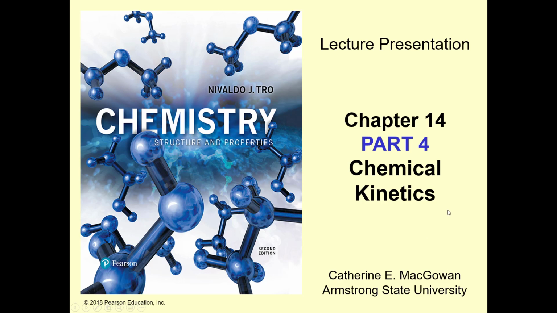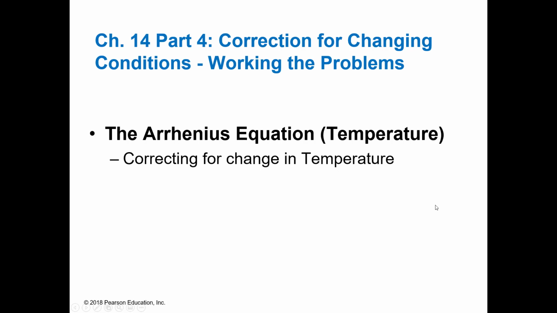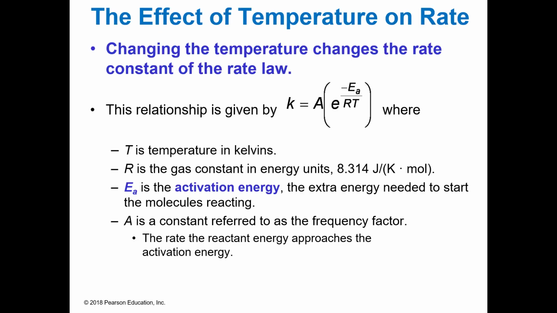Hello and welcome back to part 4 of chapter 14, Chemical Kinetics. In this part we're going to look at some of the changing conditions and what their effect can be on the rate of a reaction. And specifically for temperature, we're going to look at the Arrhenius equation, which is a way for us to correct for those changes when we change the temperature and see what the effect is on k and other components.